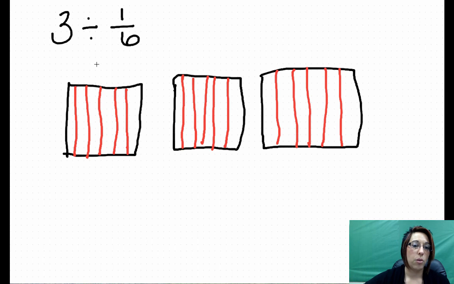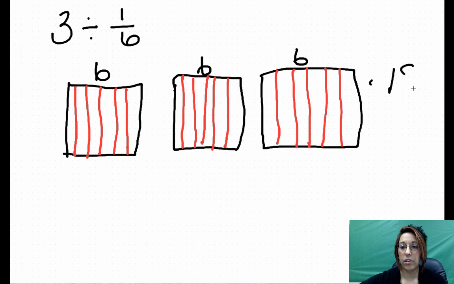So in this whole, we have 6 sixths. In this whole, we have another 6 sixths. And in our third whole, we have another 6 sixths. So 6 plus 6 plus 6 is going to give us 18 as our answer. Okay, so let's go ahead and try another practice problem together.